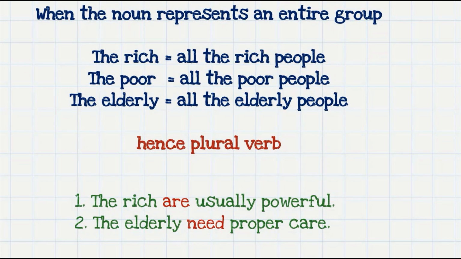If I had used the elderly gentleman, then we are talking about a particular elderly gentleman. We would use a singular verb here. The elderly gentleman needs proper care. However, we have chosen to use the elderly. We mean all the elderly people in general, and therefore we use a plural verb here.